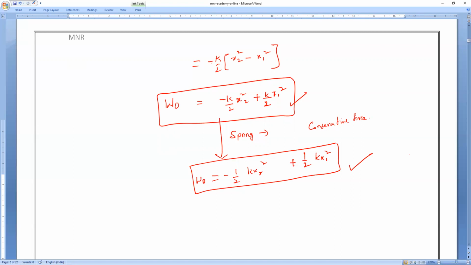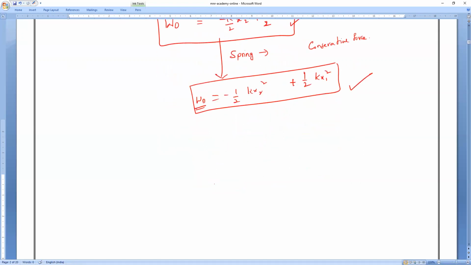So this is the work done. But what is a conservative force? For a conservative force, change in potential energy is equal to work done. Am I right, guys? So U2 minus U1 is equals to, you tell me, what is the formula? Change in potential energy is equals to minus of work done. Am I right, guys?